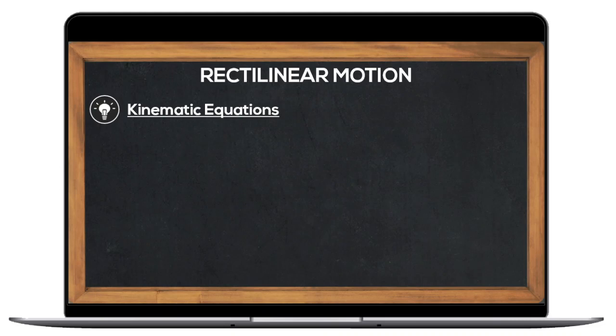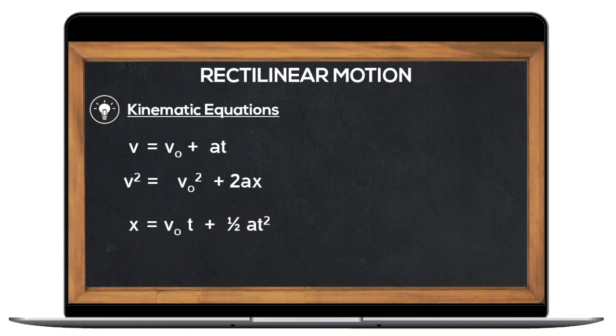Then, in studying rectilinear motion, it is very important that we know the following kinematic equations. These are derived from the definitions of velocity and acceleration. We have three kinematic equations, or formulas, to be memorized or familiarized in the field of rectilinear motion. We have V is equal to V sub O plus A times T.